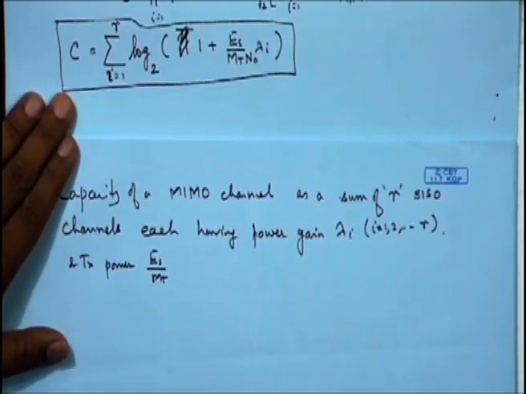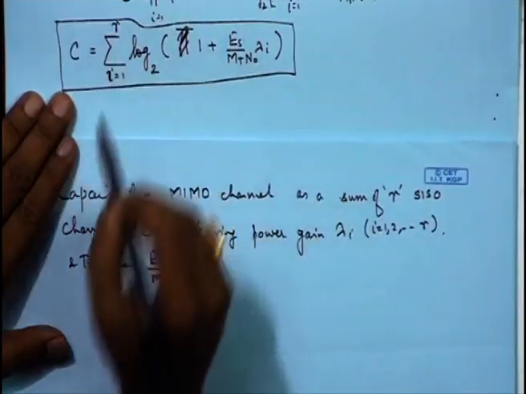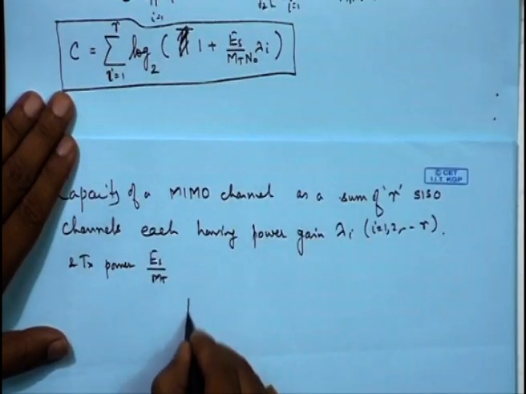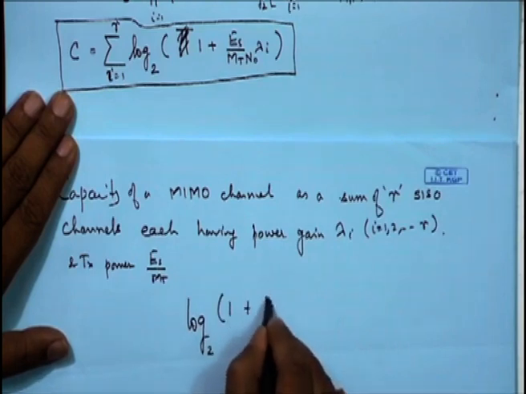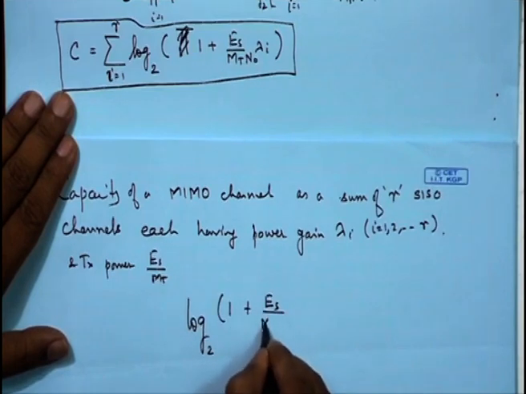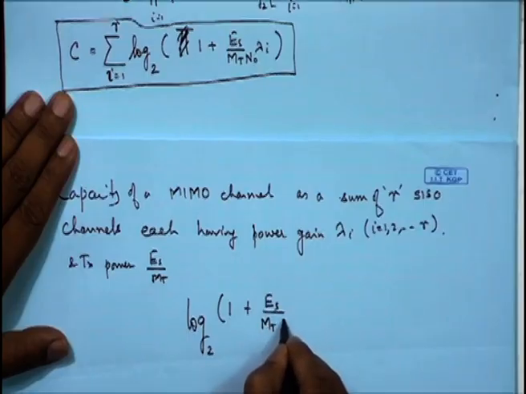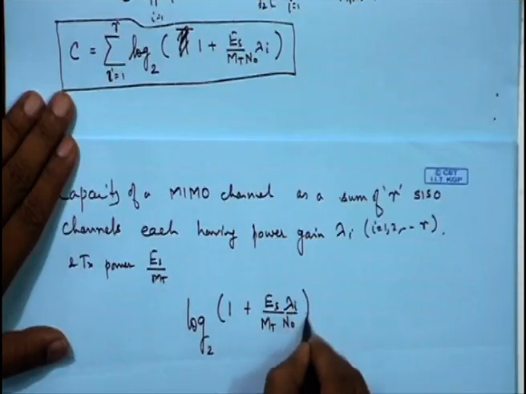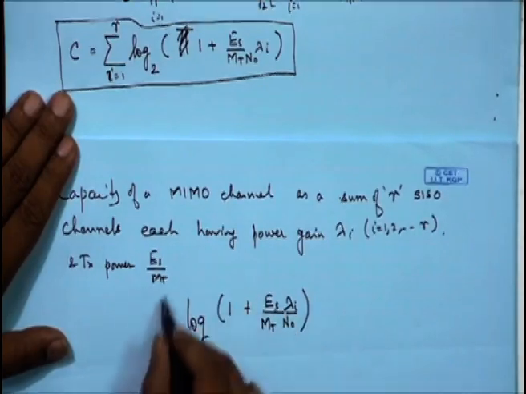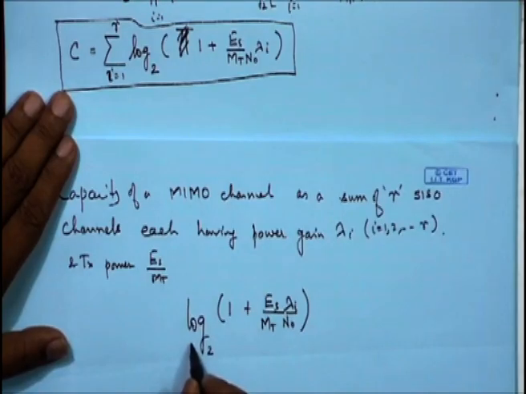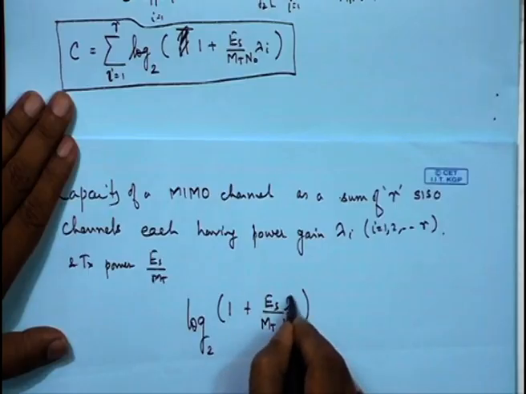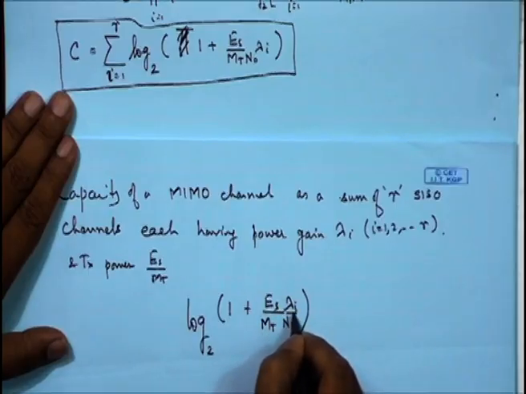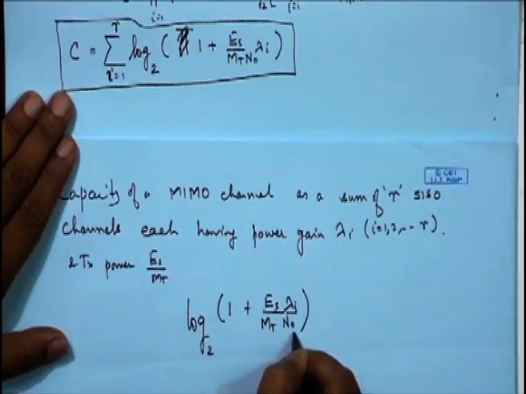So, when we look at it, you see this once again very carefully. We could write it again, log base 2 of 1 plus Es upon Mt by N naught times lambda I. So, this clearly is the expression of capacity of a single input single output system, where Es upon Mt times lambda I you can say is the effective signal power, and N naught is the noise power.